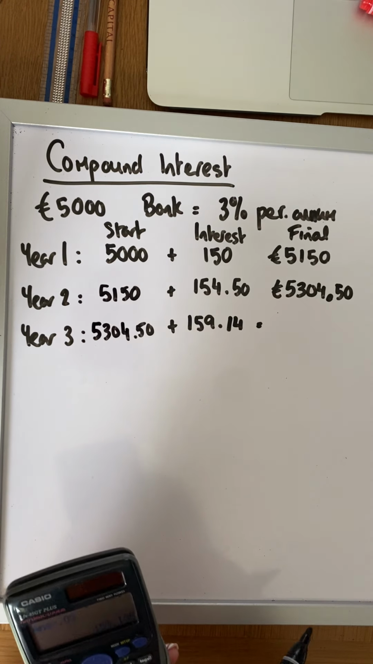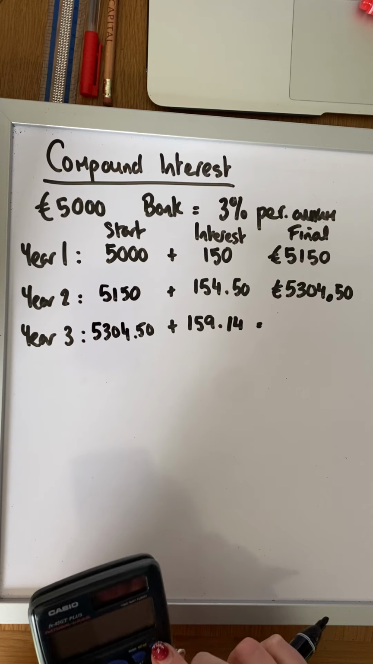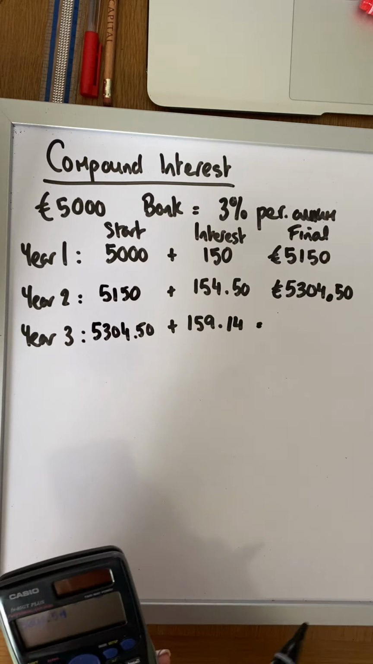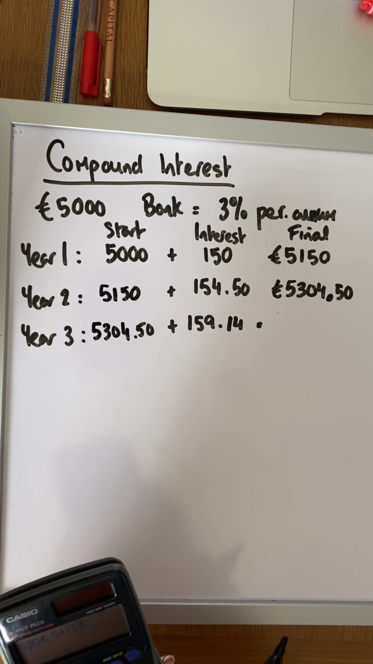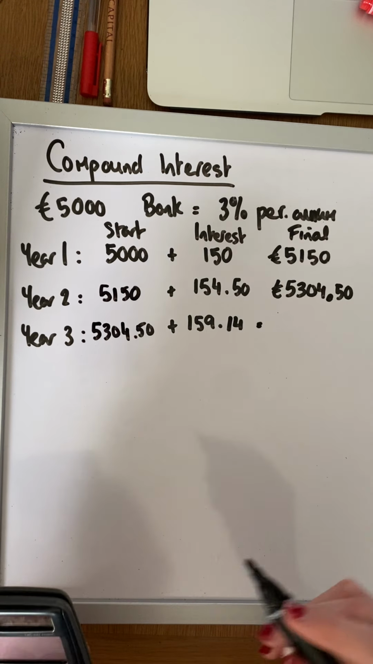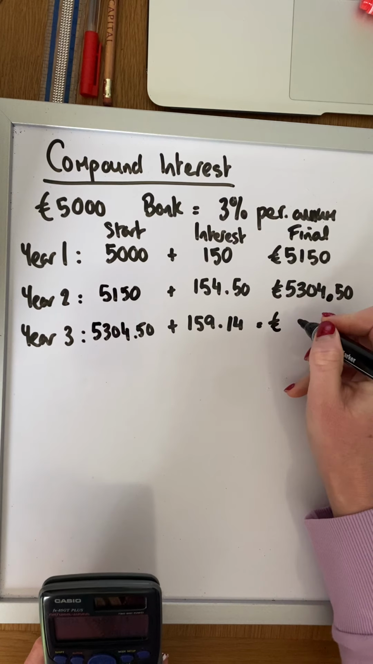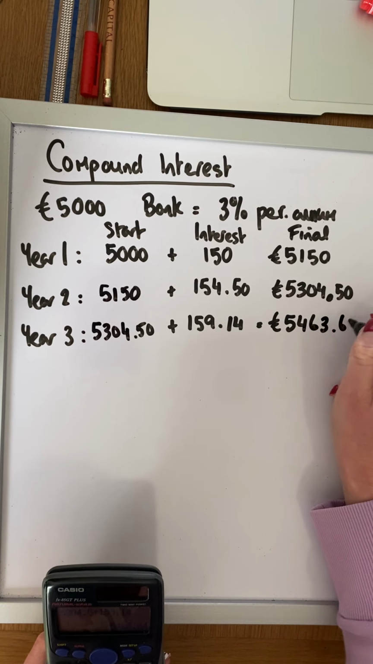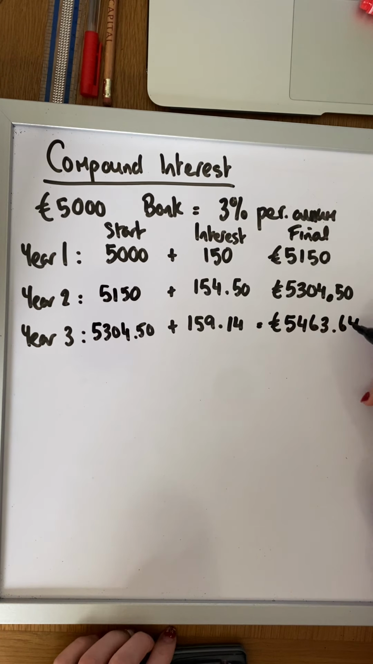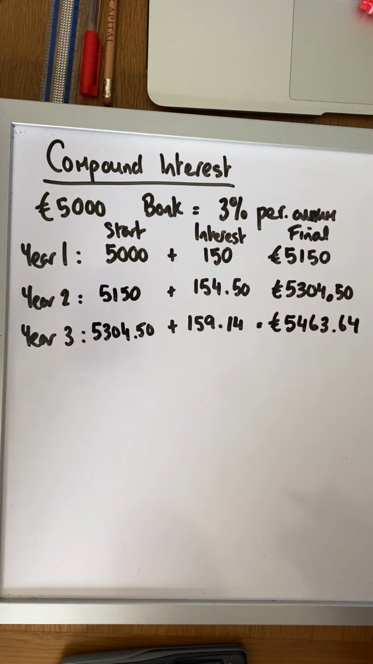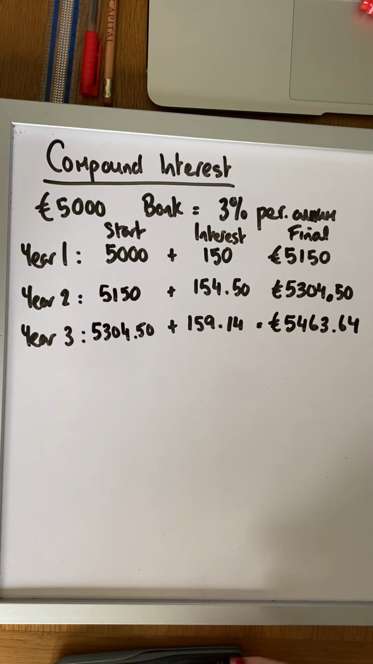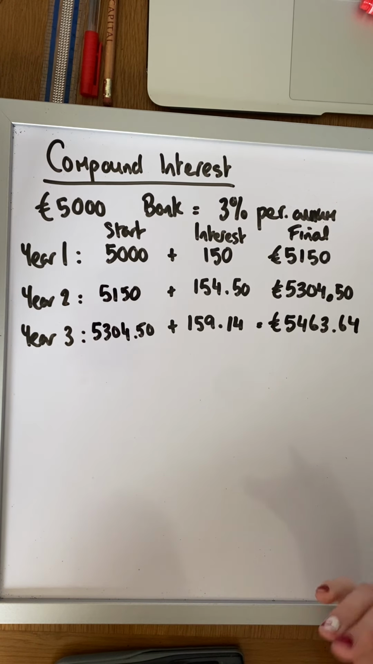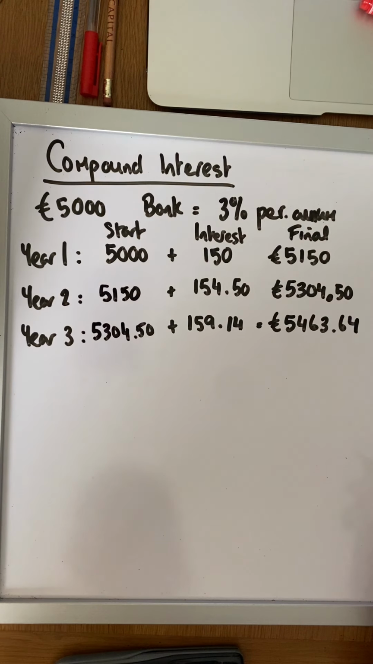And that gives us a final figure. So we have €5,304.50 at the beginning of the year. By the end of the year, we are adding on €159.14, which gives us a final balance at the end of year 3 of €5,463.64. Now, you can imagine if we had to do this for a number of years, there's quite a lot of work involved. So that's where the compound interest formula comes in as a shortcut.